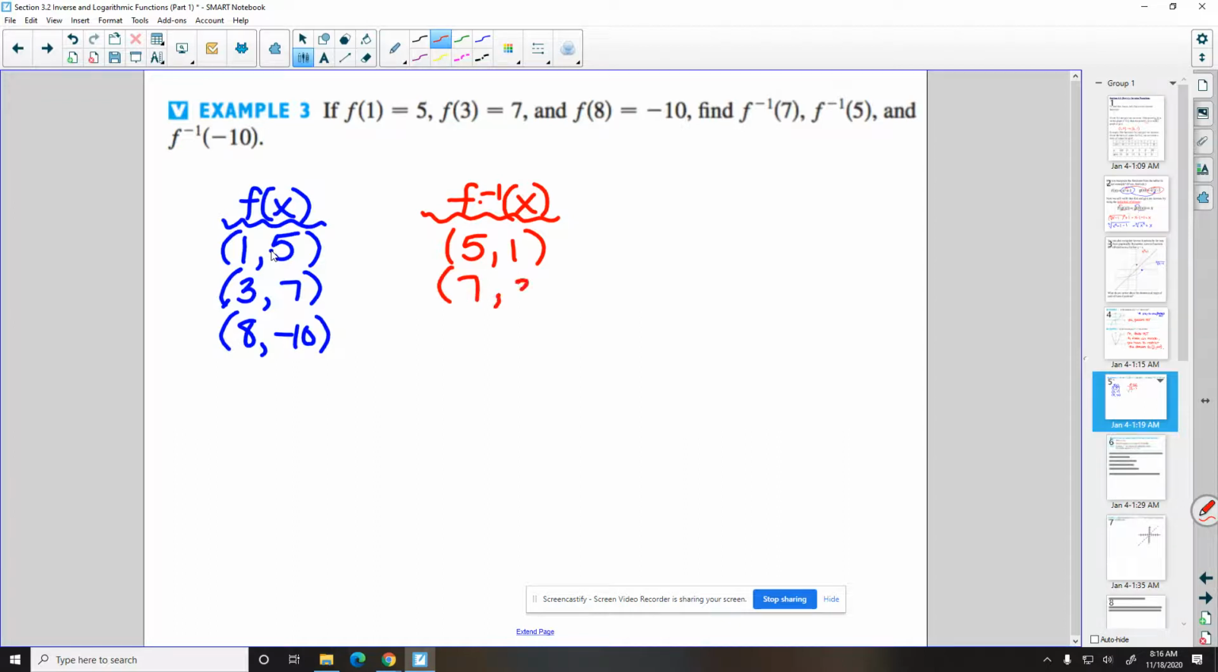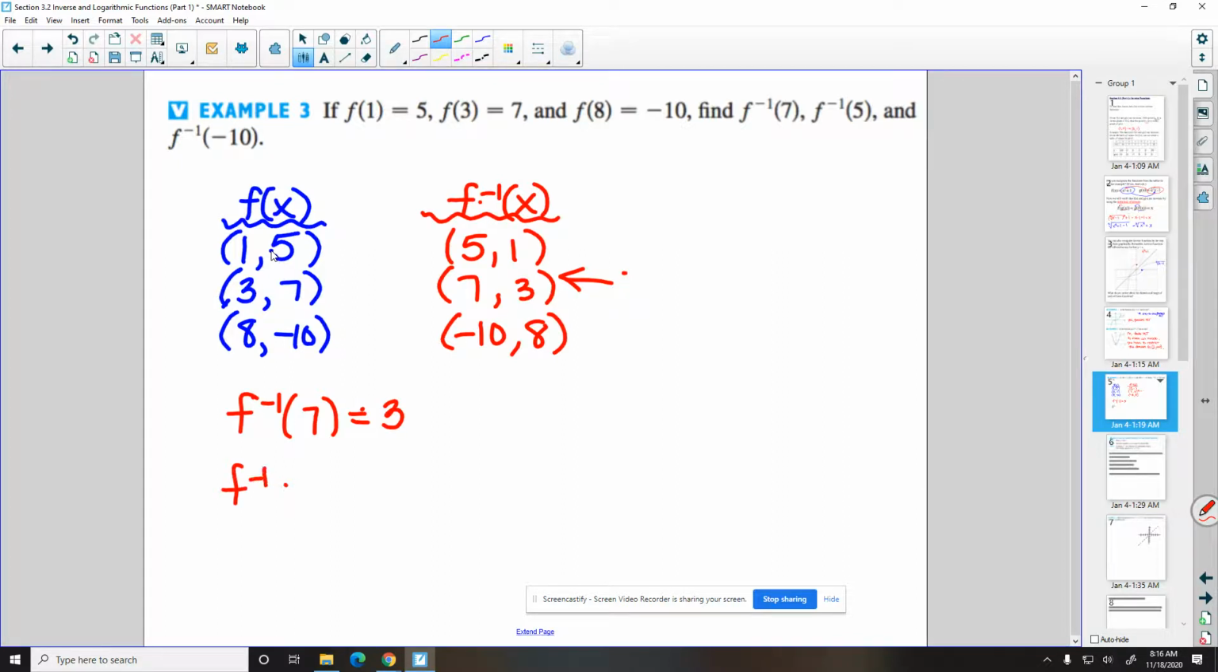Right? So 5, 1, 7, 3, negative 10, 8. Now go back and look at what the question was asking. The question was asking for what is F inverse of 7? Well, F inverse of 7, that means when the inverse is 7, or the x value is 7 in the inverse, what's the y value? Well, look right here. The y value is 3.